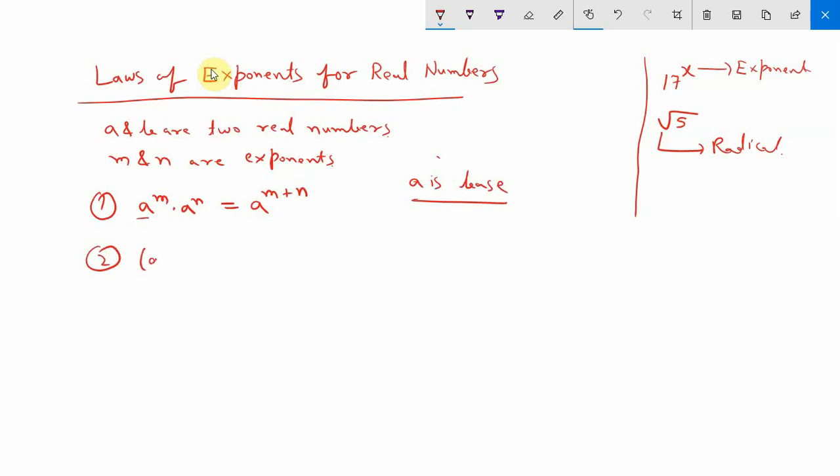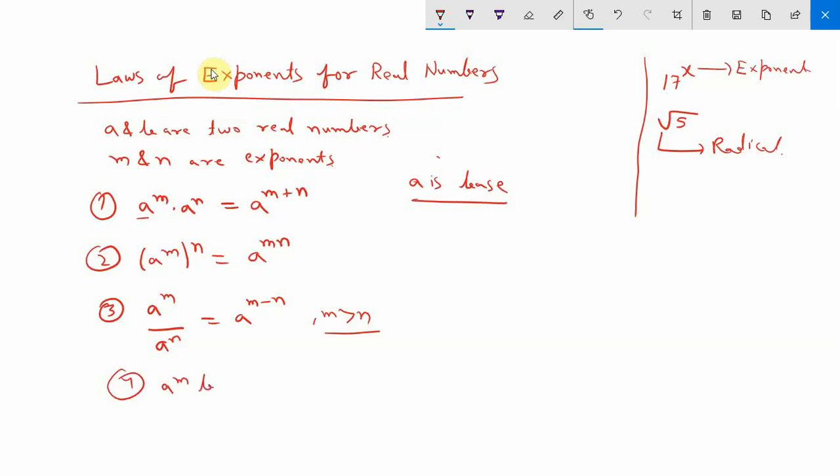Second one, a to the power m and whole to the power n can be written as a to the power m into n. Third law is a to the power m divided by a to the power n is equal to a to the power m minus n. Okay, and this will be positive when m is greater than n. Fourth law is a to the power m into b to the power m. It can be written as ab whole to the power m, that is, the product of two numbers and whole to the power m. So based on this we will do some problems.